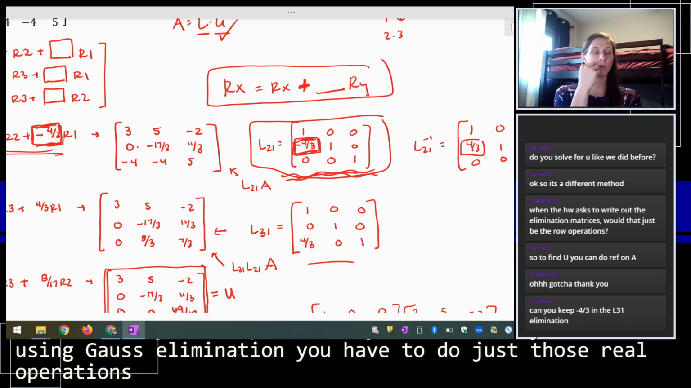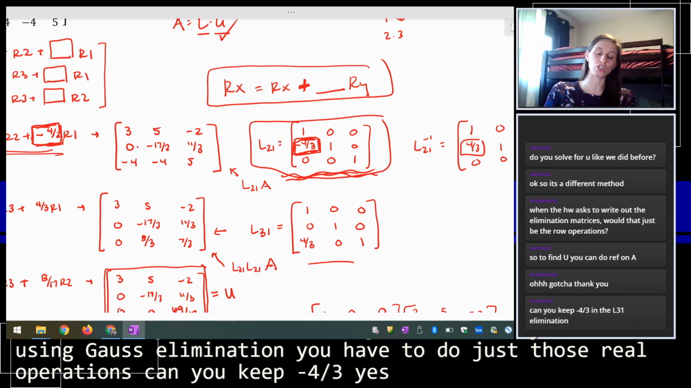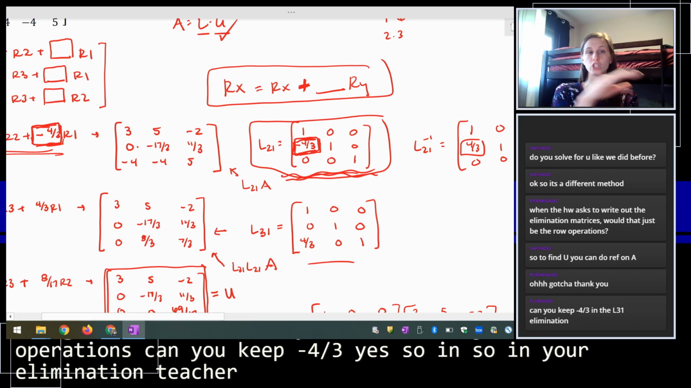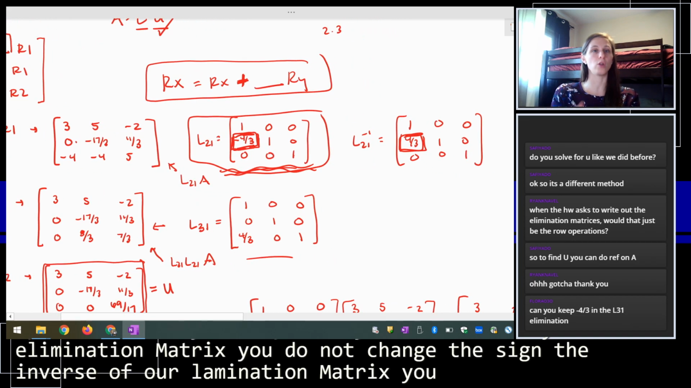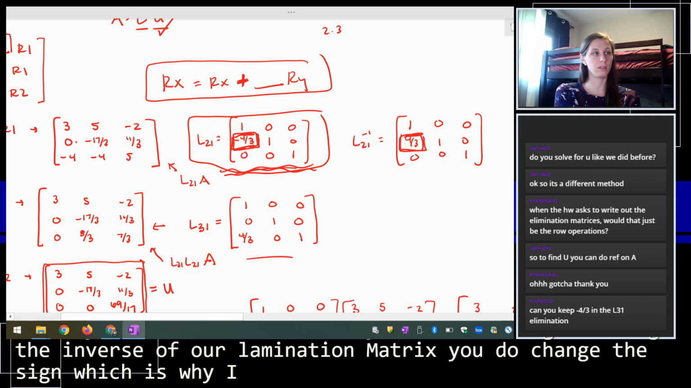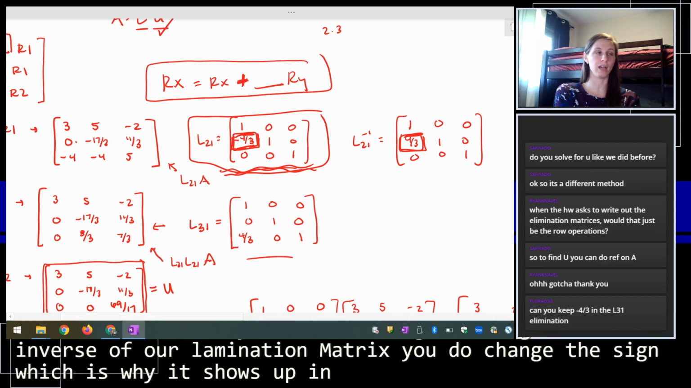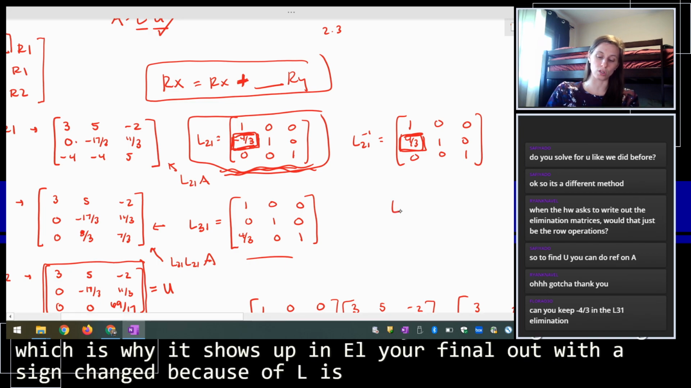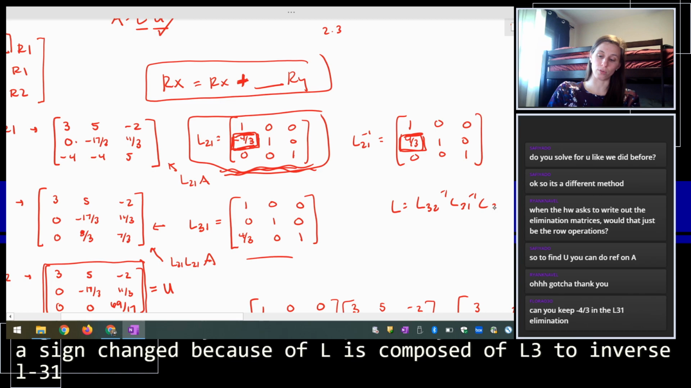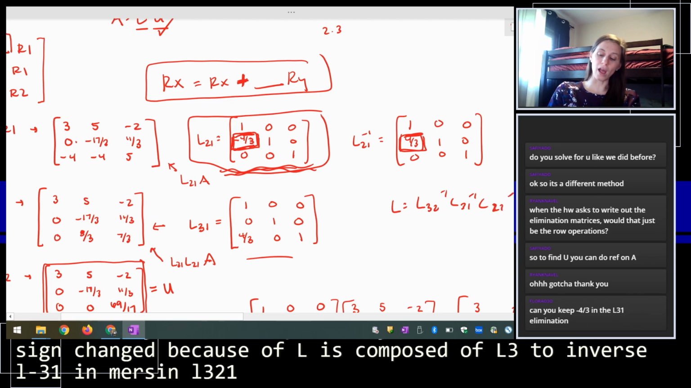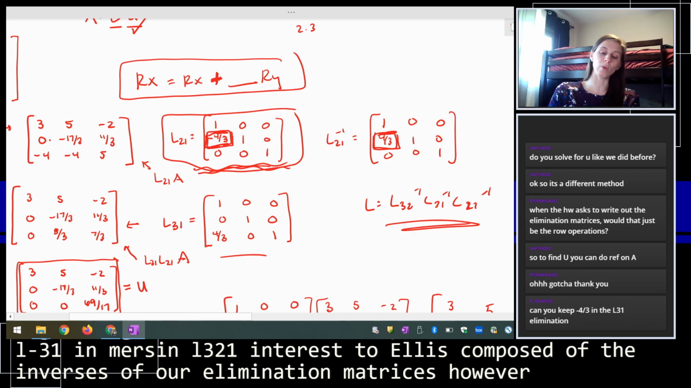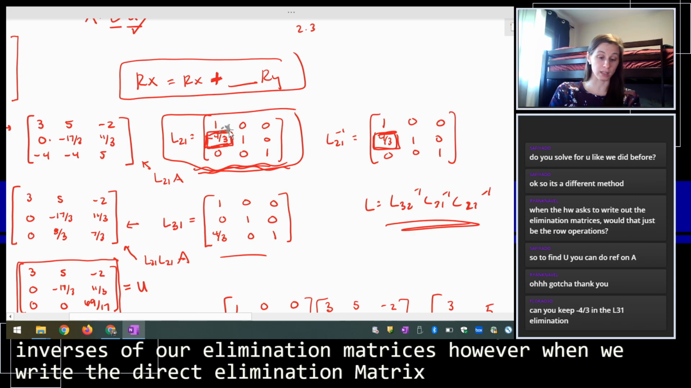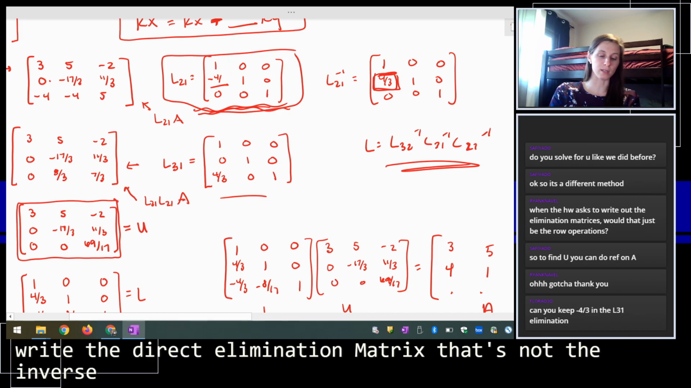Can you keep negative 4/3? Yes. So in your elimination matrix, you do not change the sign. The inverse of our elimination matrix, you do change the sign, which is why it shows up in your final L with a sign change, because L is composed of L3-2 inverse, L3-1 inverse, and L2-1 inverse. So L is composed of the inverses of our elimination matrices. However, when we write the direct elimination matrix, that's not the inverse, we keep the sign.